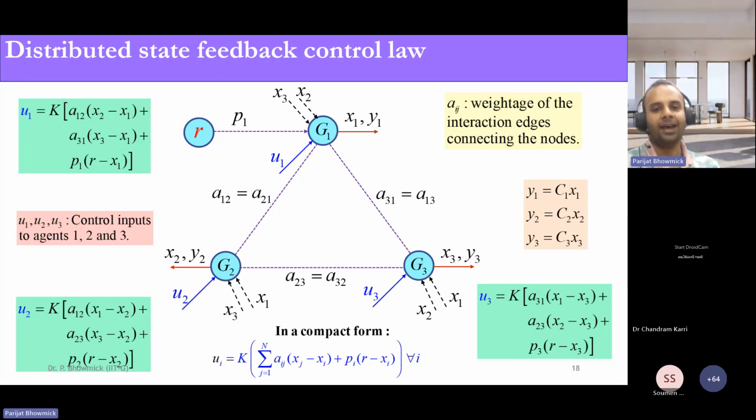And this Aij is the weight of the edges, or rather these are the entries of the adjacency matrix. Simply, you can think that Aij equals 1 when the nodes i and j are connected, and it would be 0 if they are not connected. Pi is the pinning gain. For example, in this particular case, the root node or the leader is pinned to the first agent. So that's why this is P1. So P1 equals 1.